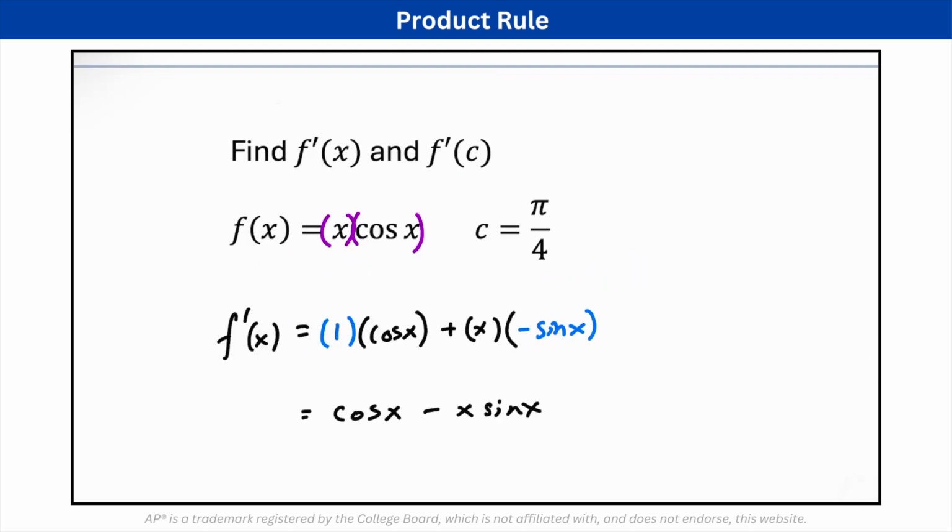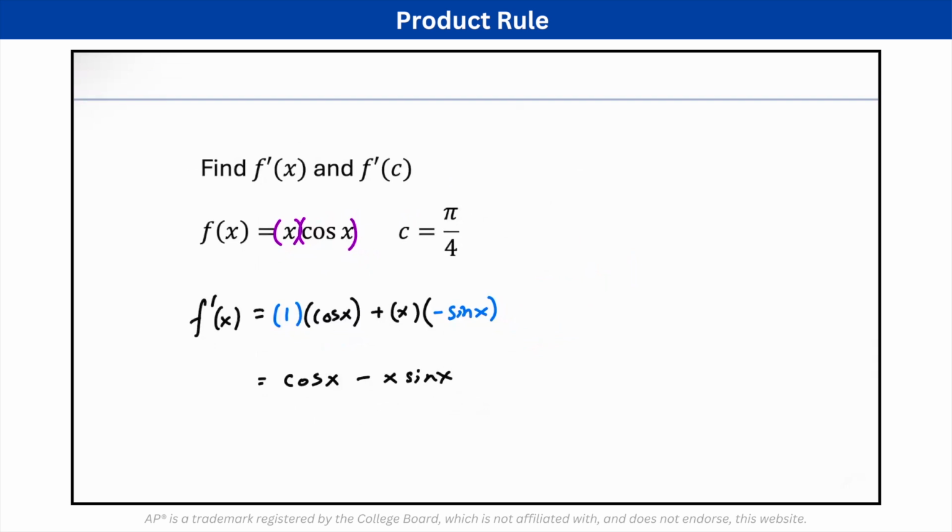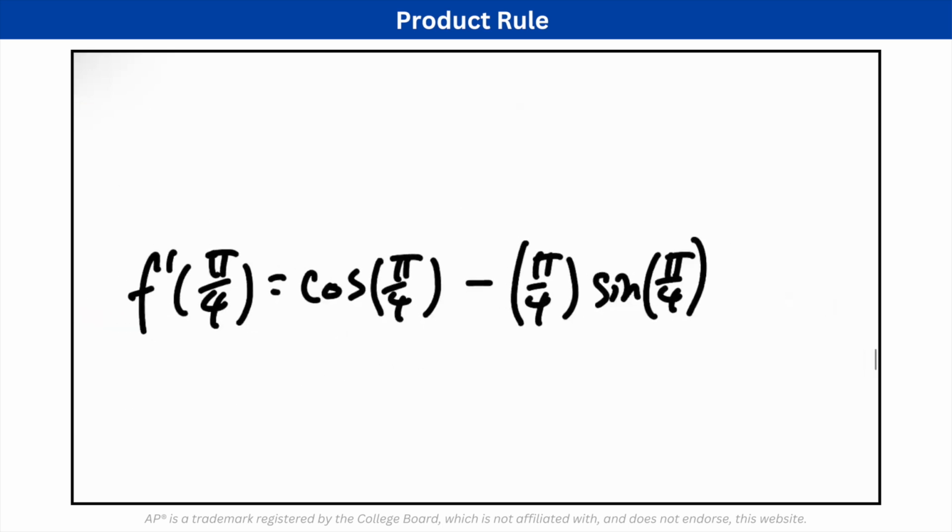Okay. And then they ask you, what is the f prime of pi over 4? So you simply apply the pi over 4, insert it into the place of x, pi over 4, and sine of pi over 4. Now, here's the part that I want to emphasize right here. Don't get emotional. Don't get emotional.